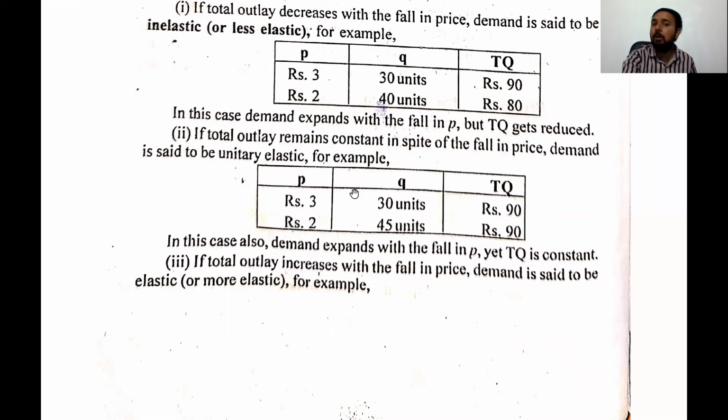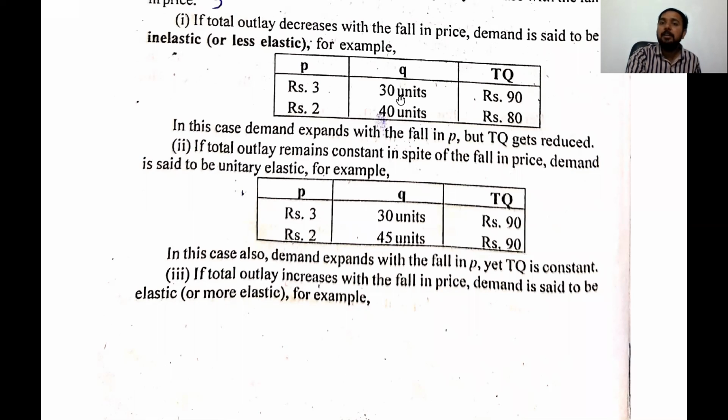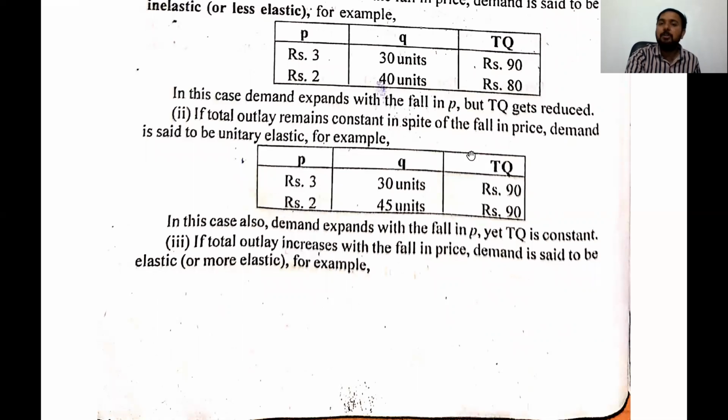So here we have got a clear idea about the law of demand. When the price decreases, the demand increases. But after that also we have got equal total outlay in the before and after situations. So when we get this kind of situation, we can say that if the total outlay remains constant in spite of the fall in price, demand is said to be unitary elastic. And when the total outlay decreases, we can say the demand is inelastic. And here when the total outlay is constant, then we can say it is unitary elastic demand.